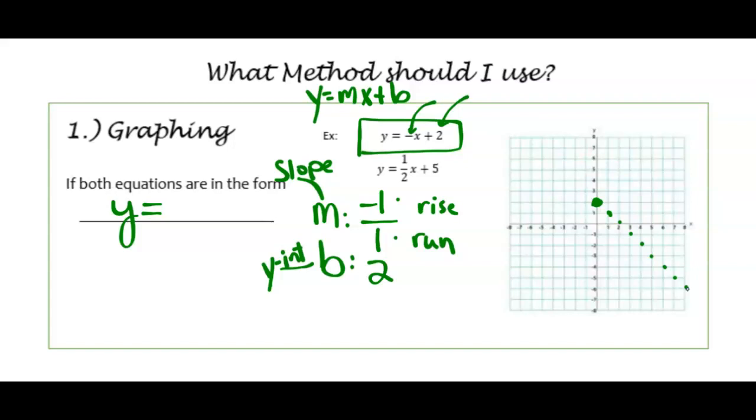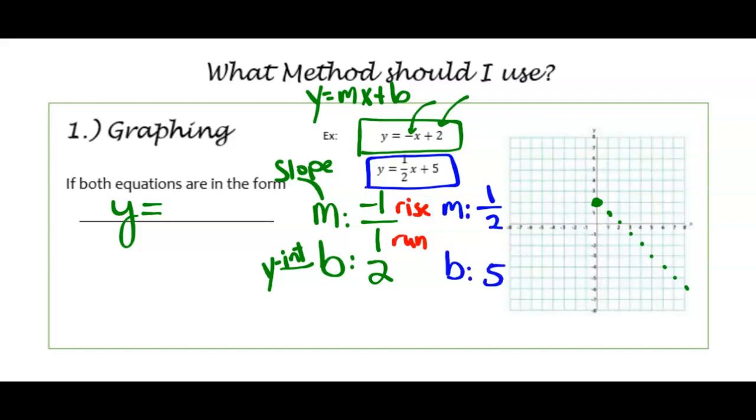Okay. Now I need to graph my second line. My second line, what's my slope? Okay, I paused it to change my rise and run. My slope for my second line is 1/2, and my y-intercept is 5.